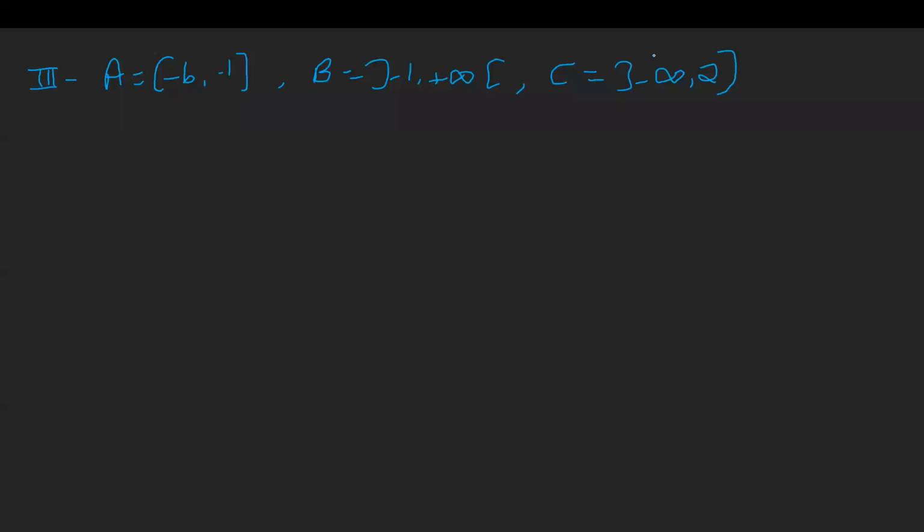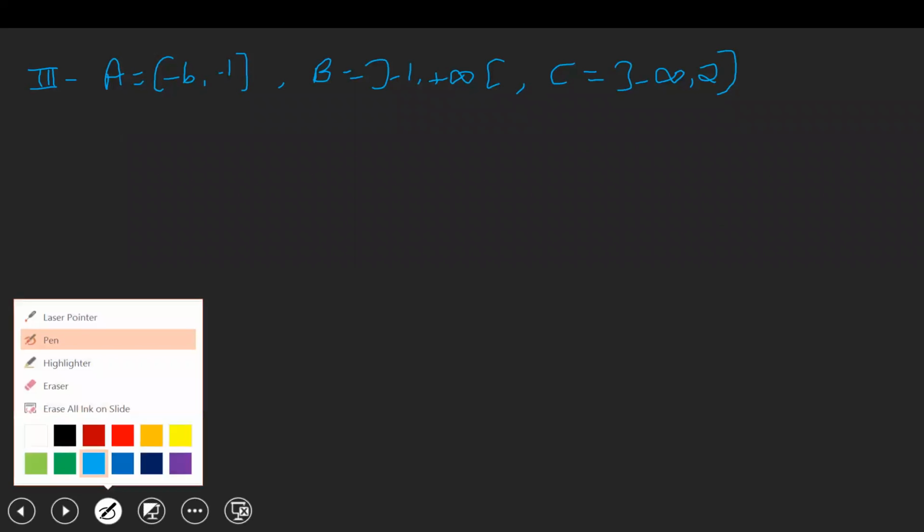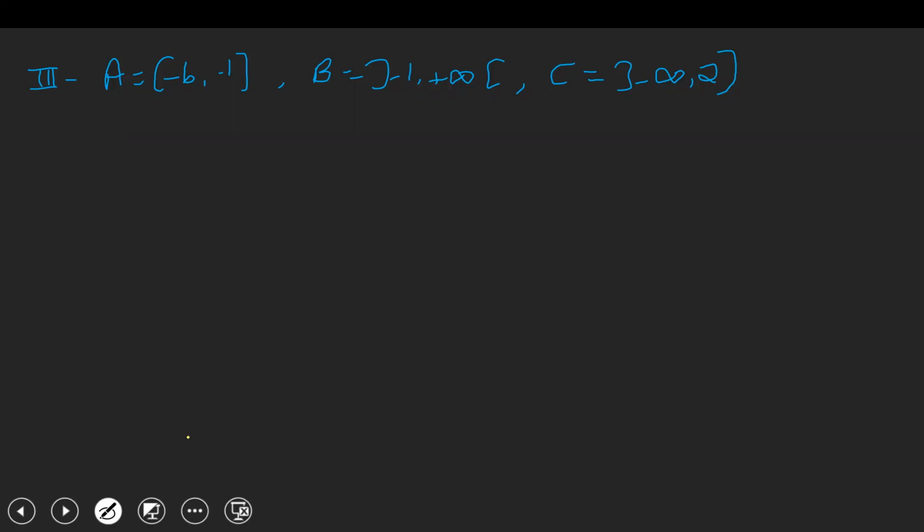Now, exercise number 3. We have 3 intervals A, B, and C. We need to find the intersection, the union, and sometimes the complement of each interval. First, let's find the intersection and union between the two intervals A and B. To do this, we need to represent the intervals on a number line. The axis: minus infinity, plus infinity.